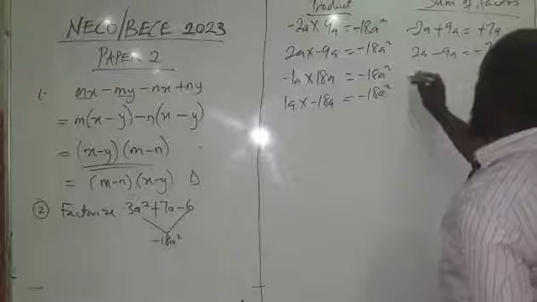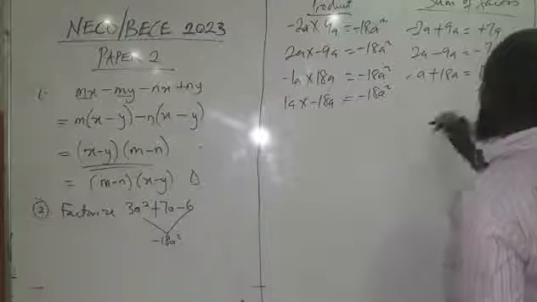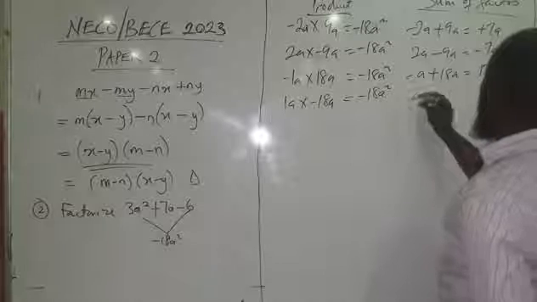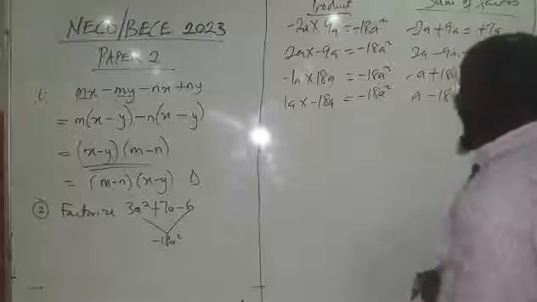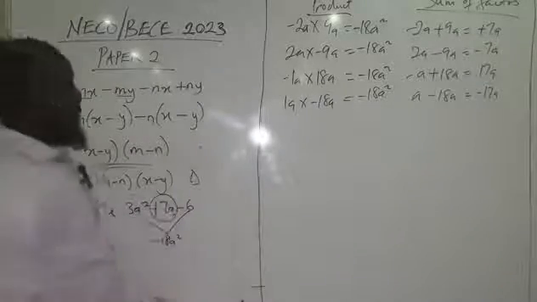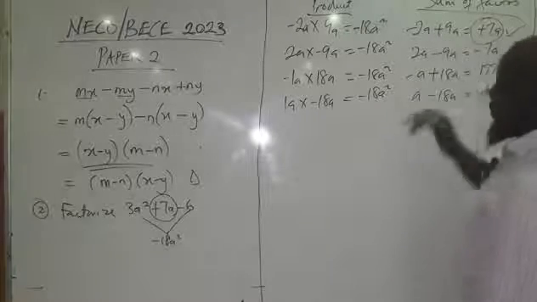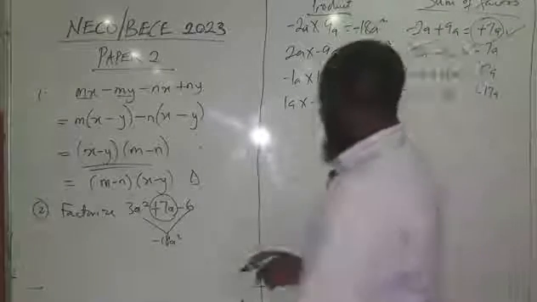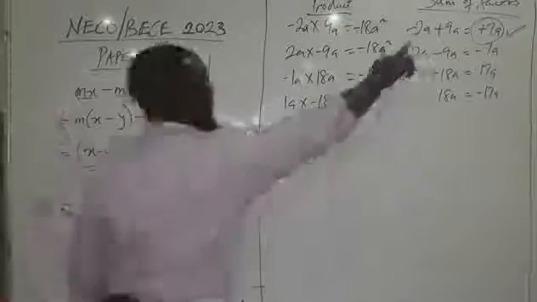Then minus a plus 18a is 17a. Then we have a minus 18a, that's minus 17a. So which one of these gives us what we have at the middle here, which is plus 7a? The first one gives us that, right? So we are going to make use of this. We are going to replace plus 7a with this.